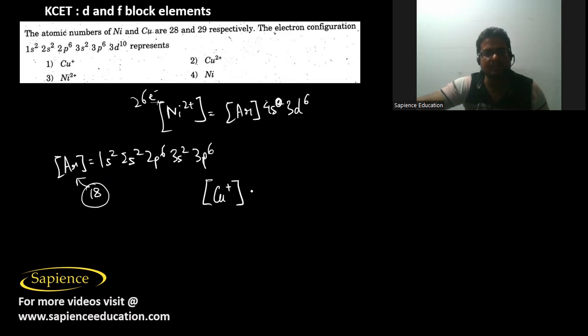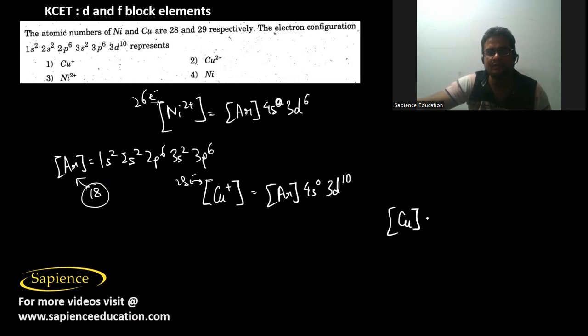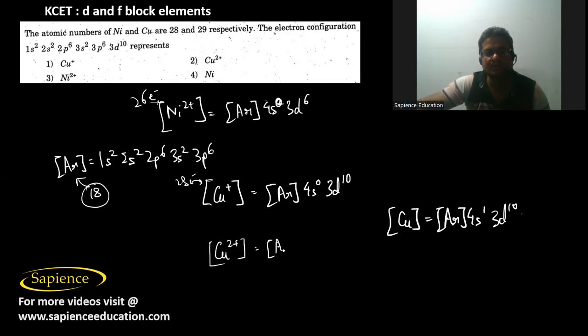Cu+ will have 28 electrons. So it will be argon 4s0 3d10. Since the electronic configuration for copper is argon 4s1 3d10, and the electronic configuration for Cu2+ will be argon 4s0 3d9. So it means that this given electronic configuration is for the Cu+ ion. So option 1 is the correct answer.